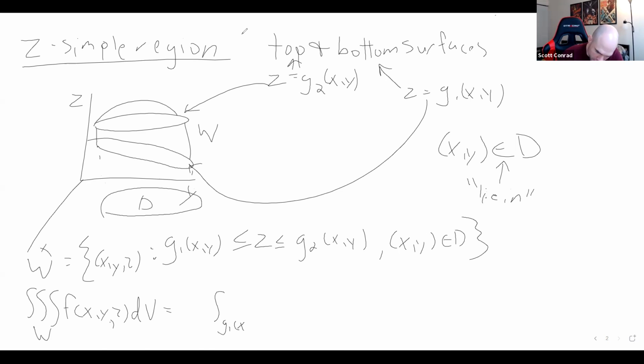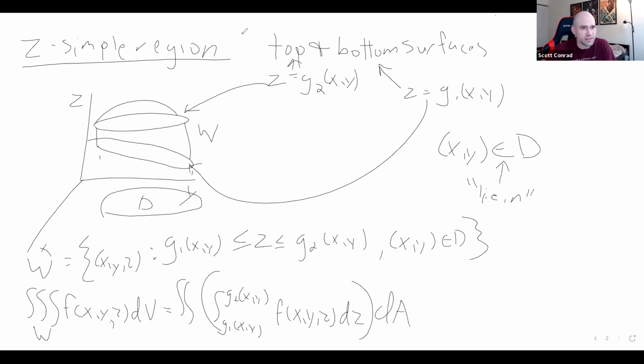So z is bounded by g1 of x, y below and g2 of x, y above. And so that's going to be our first iterated integral. Integrate with respect to z. And then you're left with a function of x and y. Think of smashing this down to the xy plane. And then we integrate over the region D where x and y live. Now this is just a double integral. And we know how to perform those.